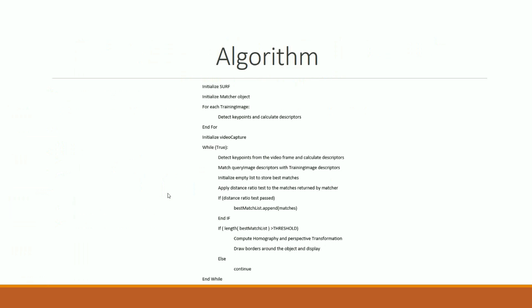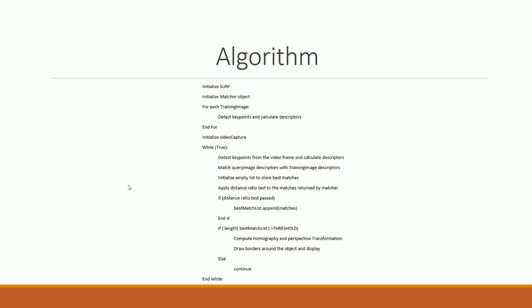Okay, so this is the algorithm on which our application works. First we initialize a SURF algorithm, then we initialize the matcher object. For us this is a FLANN-based matcher, as I discussed earlier. Then we have a set of training images. For those images we detect the key points, and then we calculate the descriptors for those key points. Next we initialize a video capture, and then we run it in a while loop.